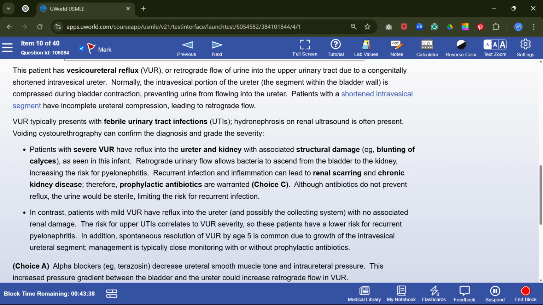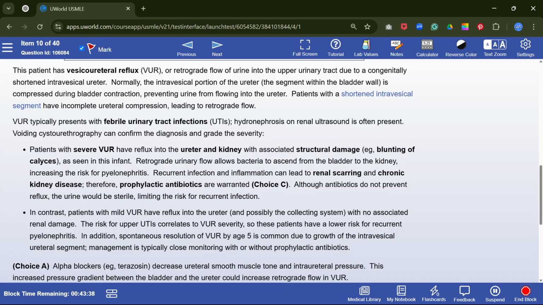VUR typically presents with febrile urinary tract infection. Hydronephrosis on renal ultrasound is often present. Voiding cystourethrography can confirm the diagnosis.